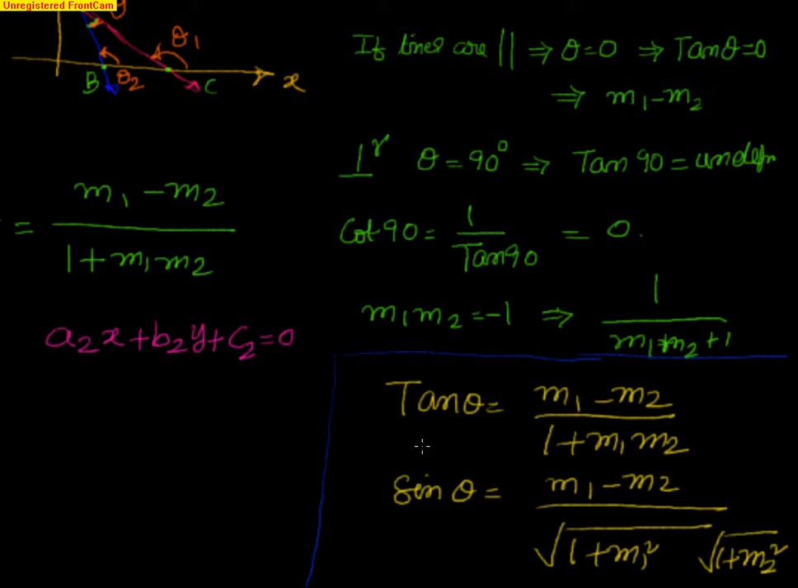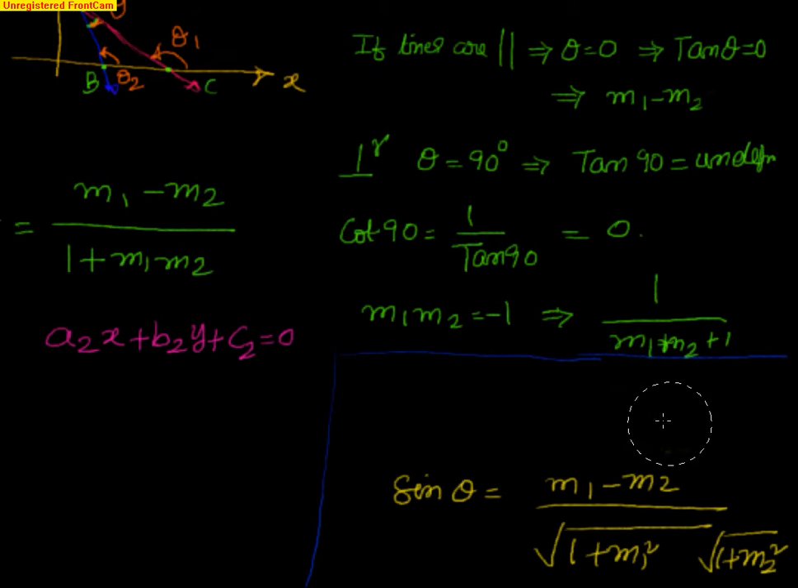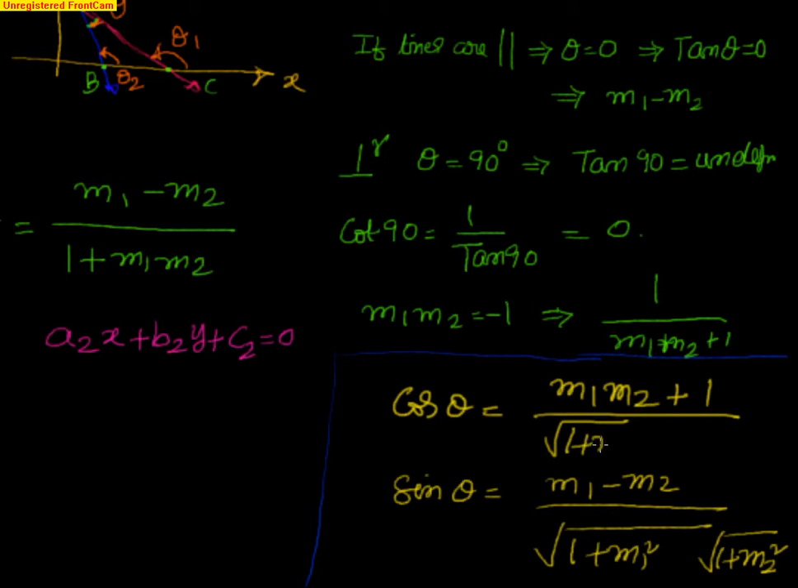Now what will be the cos theta? If sin theta is this, then what will be the cos theta? I will erase tan theta so that I can put the cos theta, because we are going to use the cos theta. What will be the value of cos theta? Cos theta is equal to (m1 m2 plus 1) by square root of (1 plus m1 square) into (1 plus m2 square).